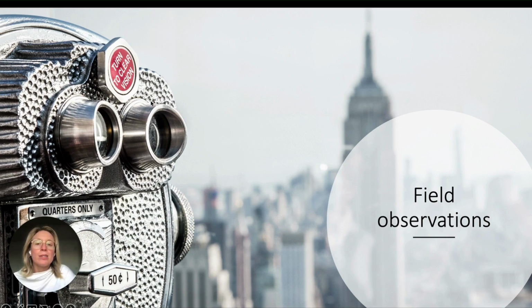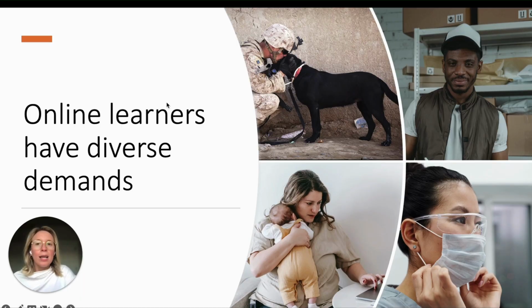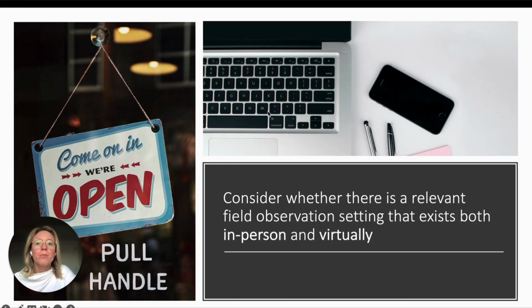Broadly, field observations require students to observe a natural setting to collect data and draw inferences about what they observed based on the theories and information they learned in class. Online learners choose remote degree programs for many reasons, and you cannot assume that all students will have access to natural settings that they can visit in person, but you shouldn't limit field observations exclusively to virtual settings or omit them entirely if that is not necessary either.